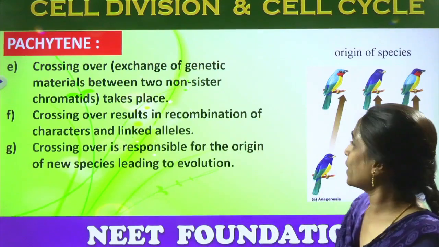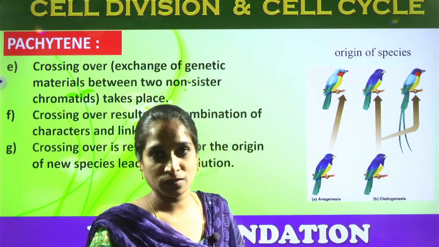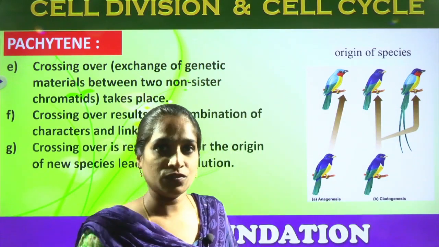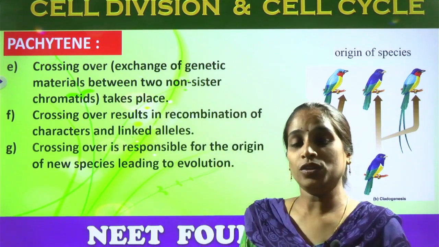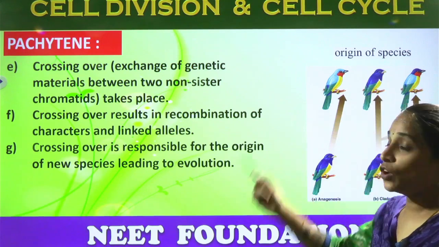And at last, what happens after crossing? So what is the use of this crossing process? Why is it called a reduction division? Why is it related to the evolution process? It relates to the origin of species.